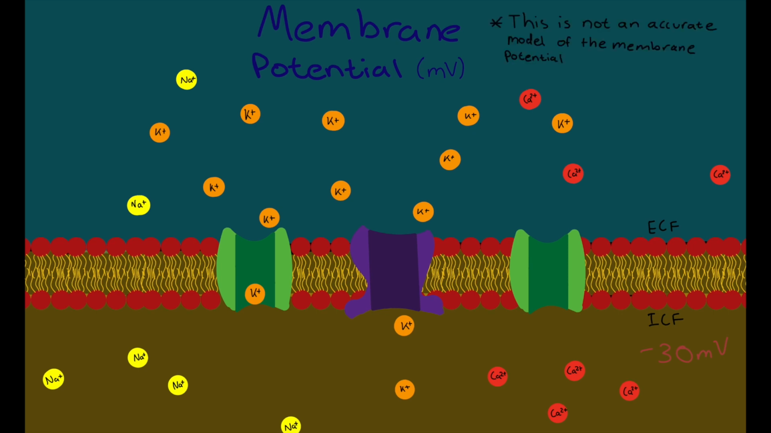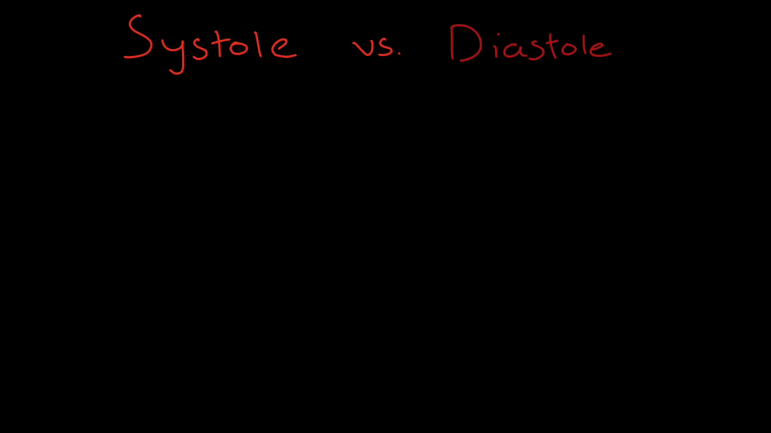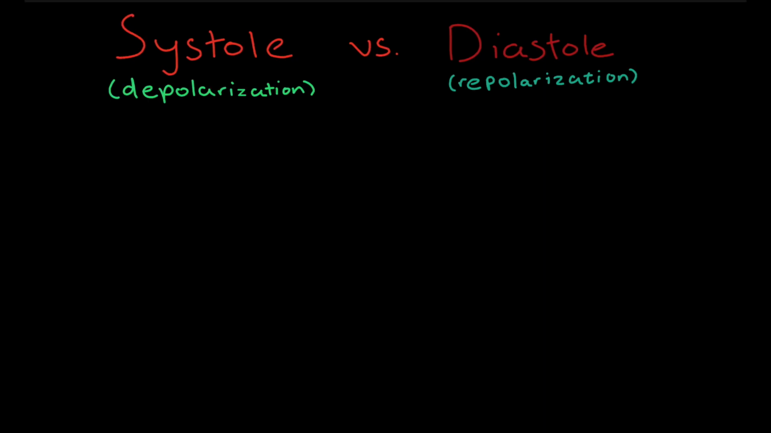Now, one thing to note is that the SA node, cardiomyocytes, and neurons all have different electrical behaviors and action potentials. It is very important that you do not base your knowledge of the pacemaker action potential on the action potential of the cardiocytes or neurons, and vice versa. Now, before we discuss the action potential, let's discuss systole and diastole, as well as depolarization and repolarization.